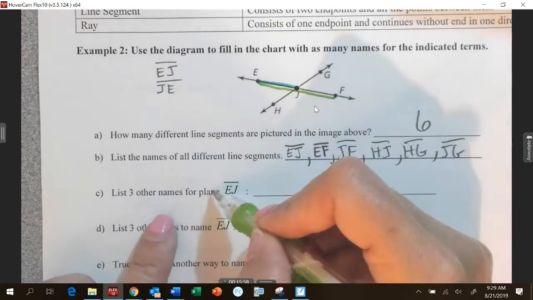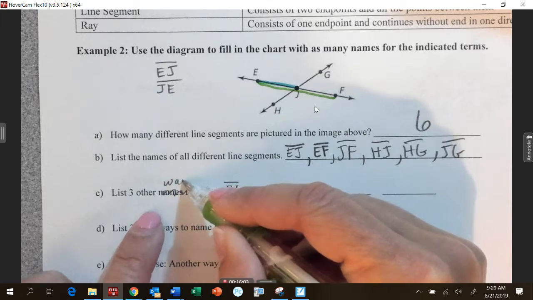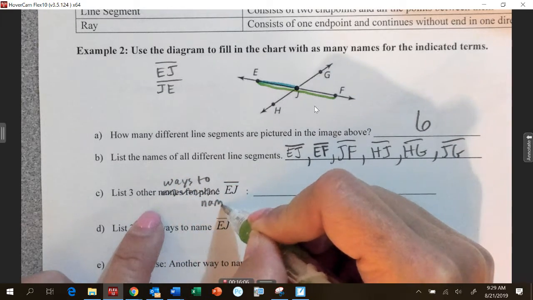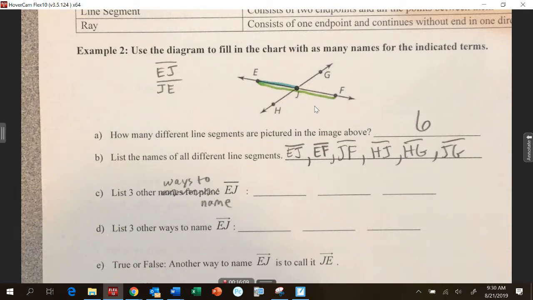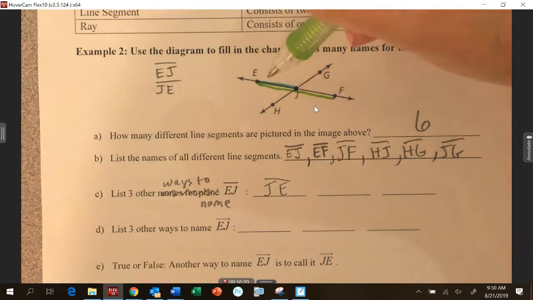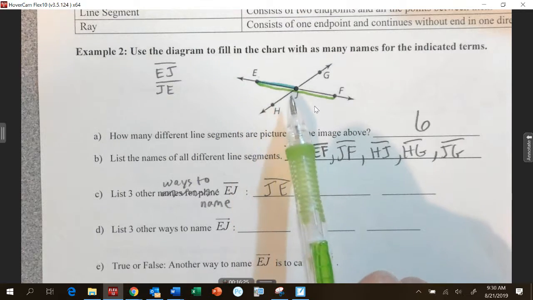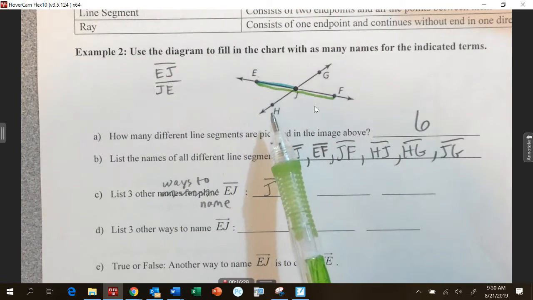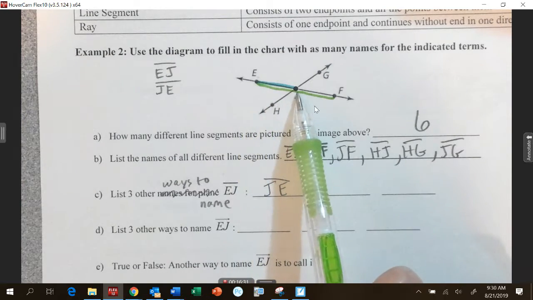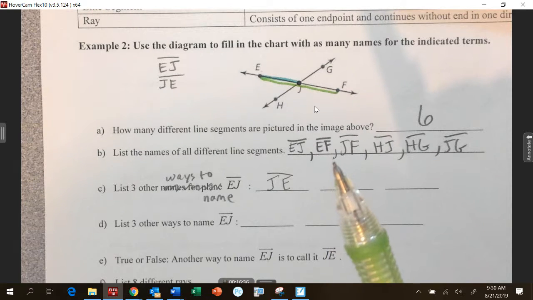Question C has a little typo in the words. It should say list 3 other ways to name segment EJ. Hint, I already gave you one of them. JE, yeah. So we are talking about the segment from E to J, which I have in the teal color up here, if you can tell the difference between that and the green. Probably should have used way different colors. But in the teal color I have from E to J, same segment, JE written differently. There is another way of writing it differently.